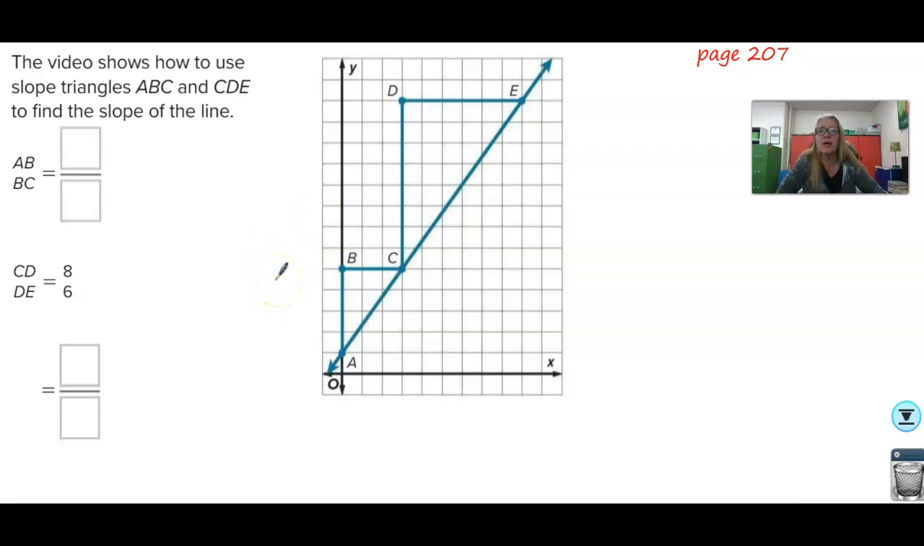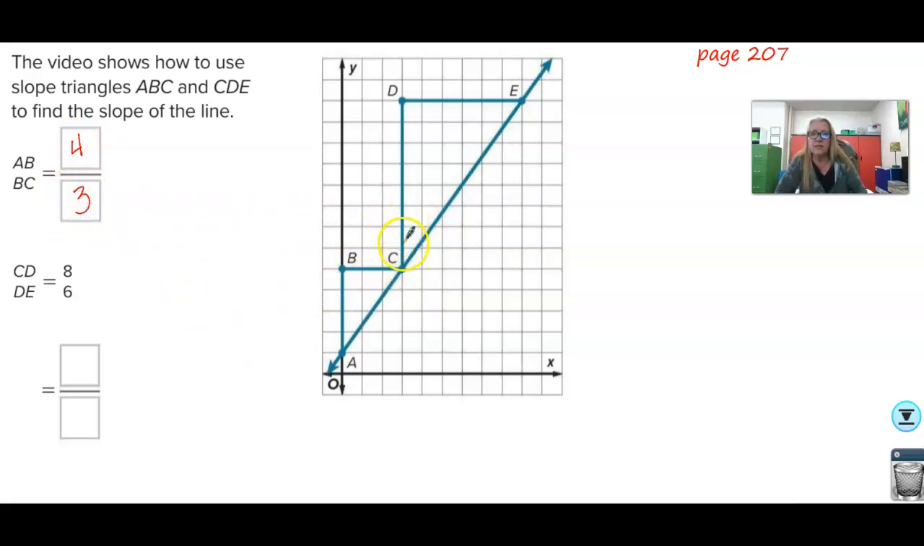The video shows how to use sloped triangles ABC and CDE to find the slope of the line. Okay. So we have AB and BC. Let's see. AB is up 1, 2, 3, 4. So from A to B, we go up 4. And BC is right 3.